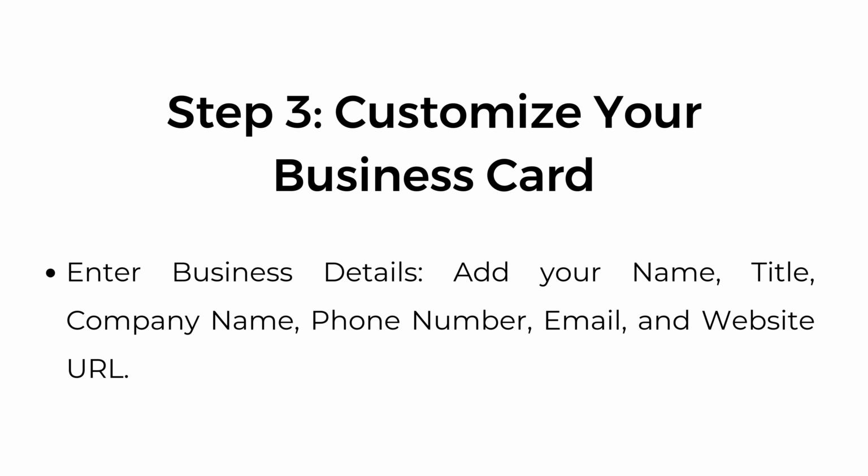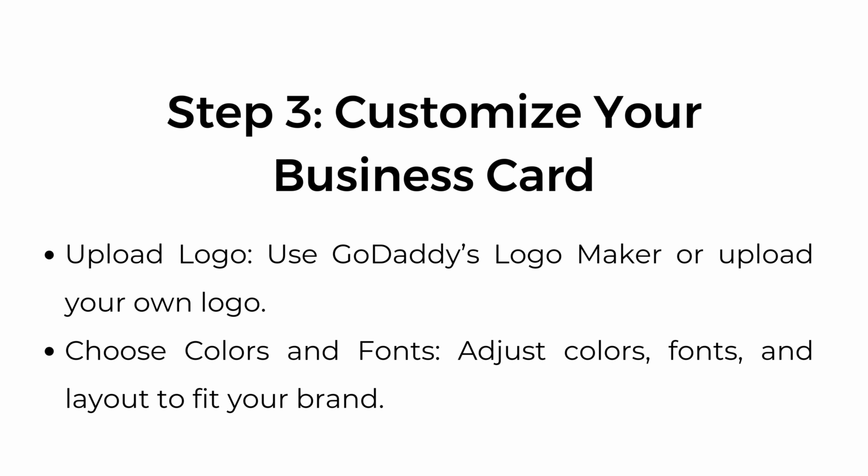Step 3. Customize your business card. Enter business details. Add your name, title, company name, phone number, email, and website URL. Upload logo. Use GoDaddy's logo maker or upload your own logo. Choose colors and fonts. Adjust colors, fonts, and layout to fit your brand.